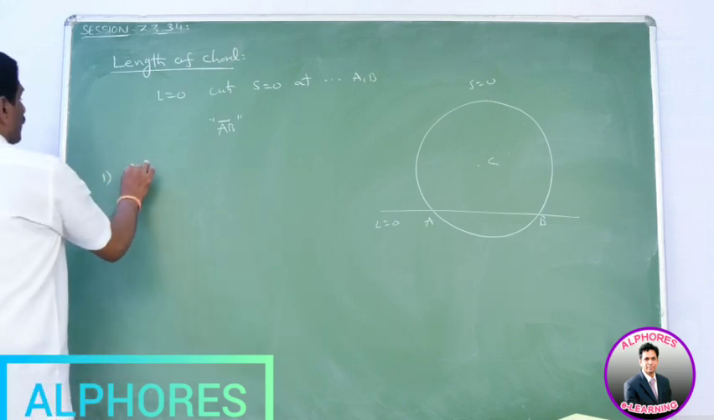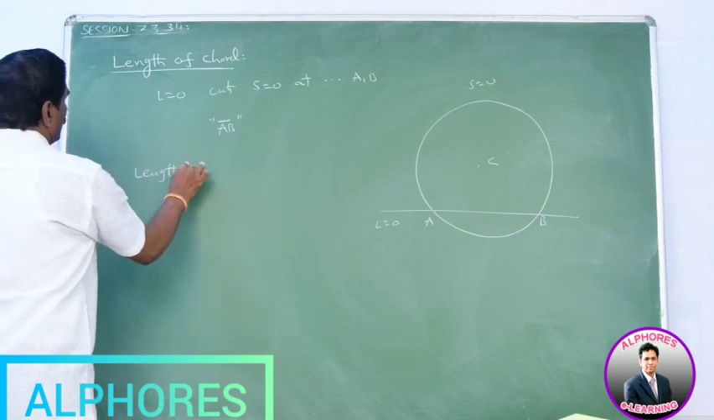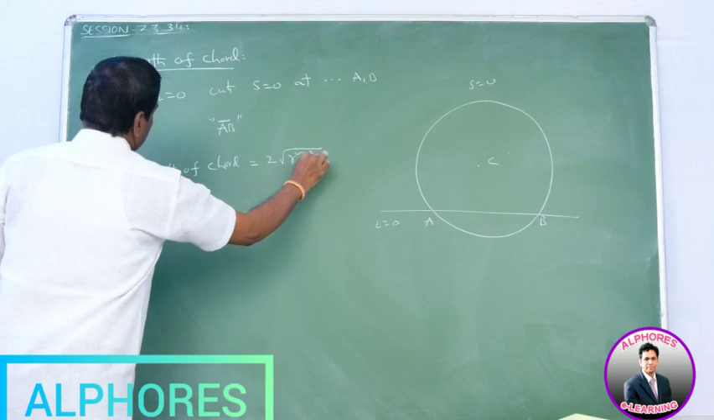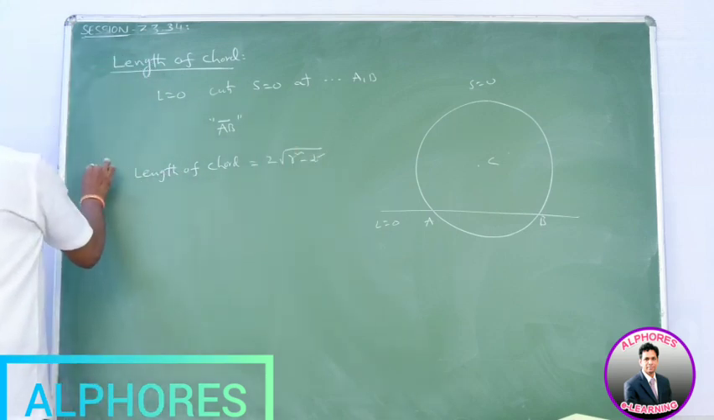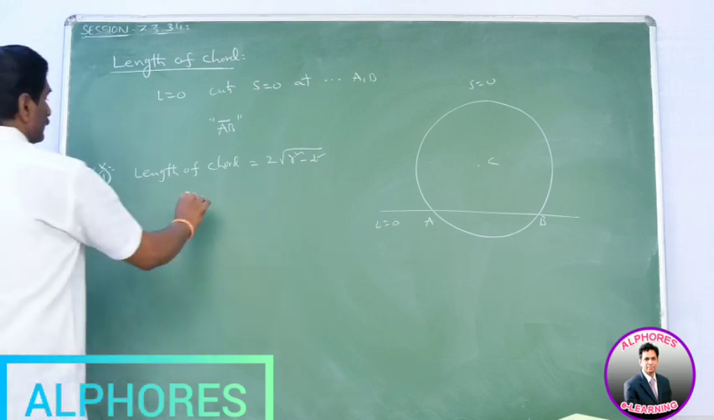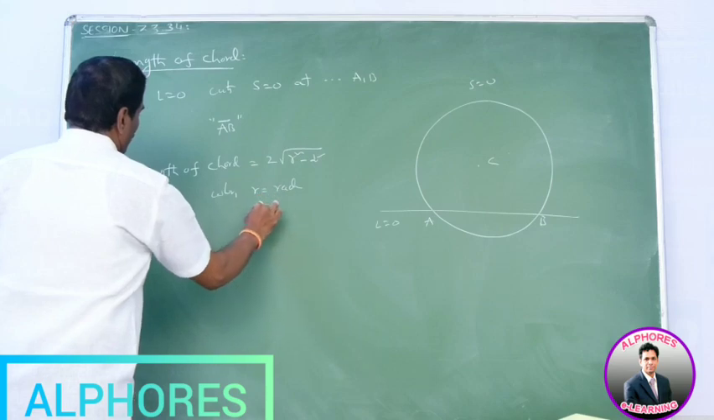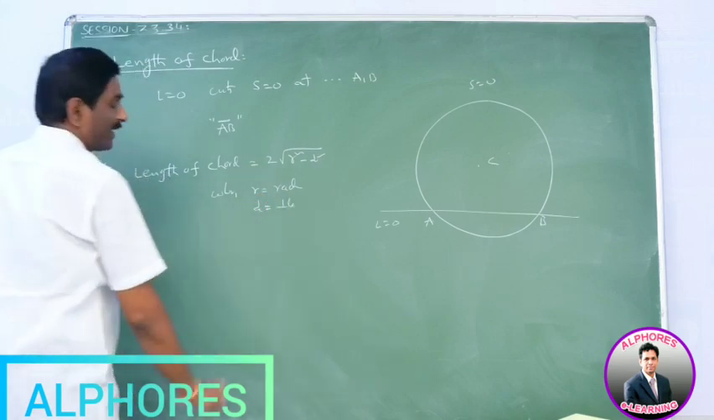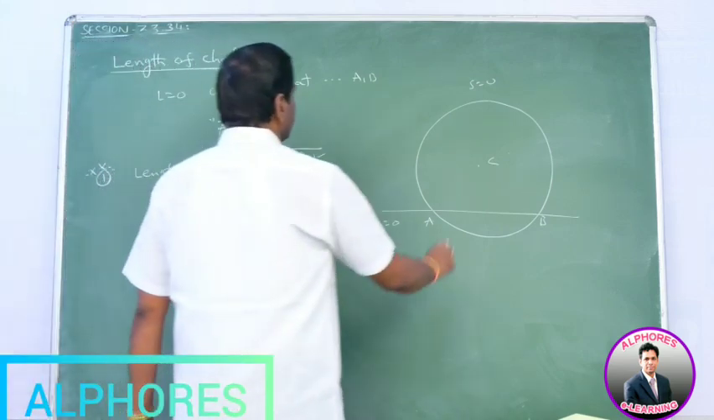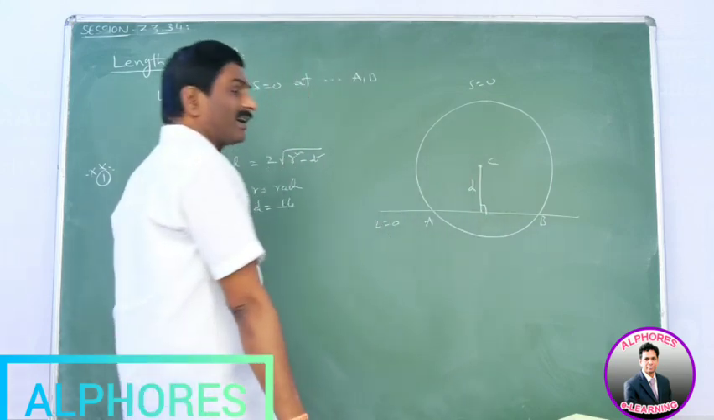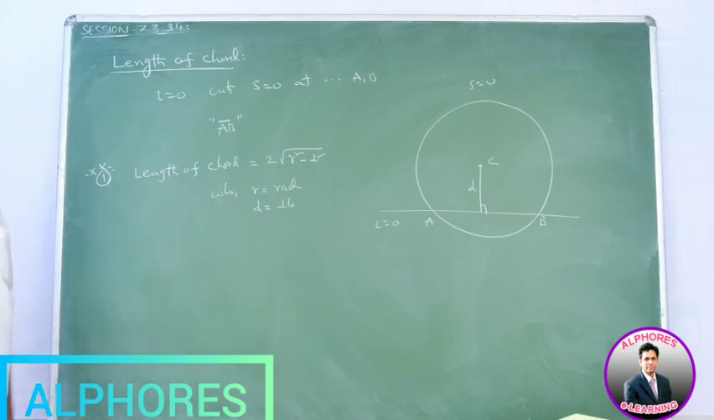Length of chord is equal to 2 root r square minus d square. First formula. Length of the chord is equal to 2 root r square minus d square, where r is equal to the radius of the circle and d is equal to the perpendicular distance from the center to the chord.